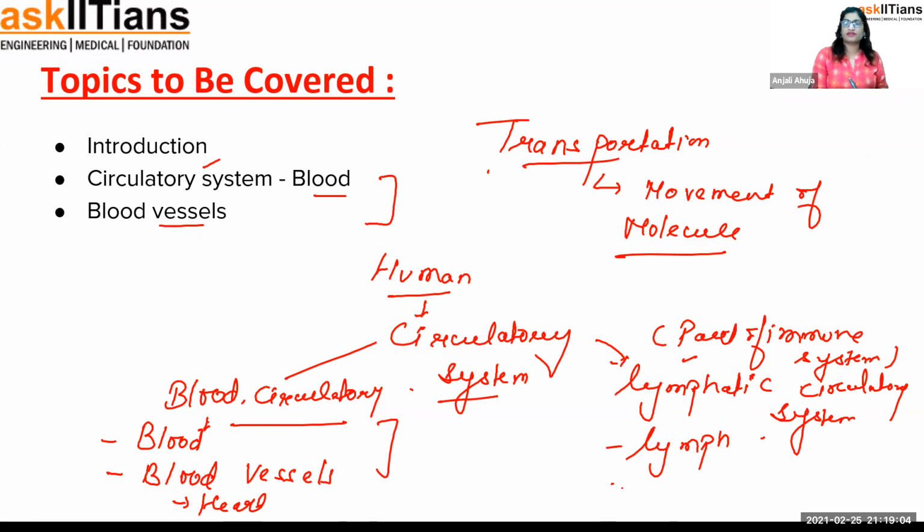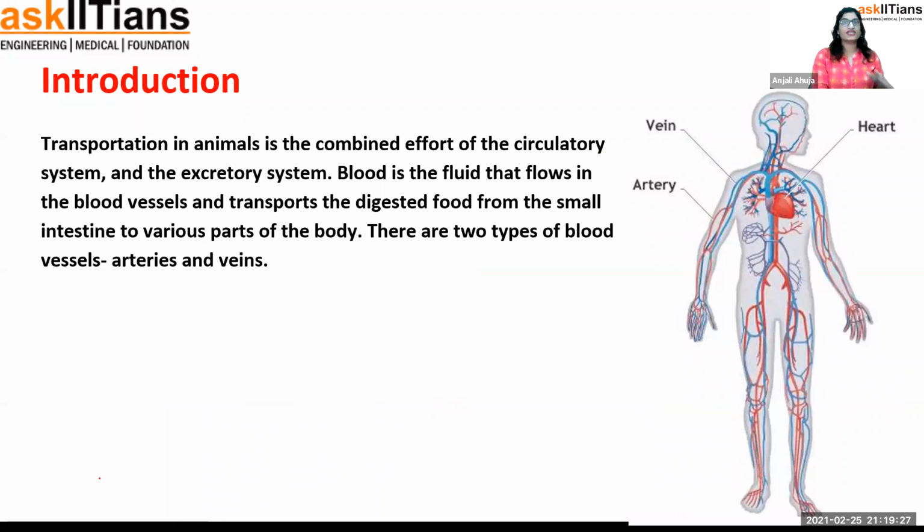So there is lymph, there are lymphatic vessels, and not the heart, but lymphatic organs. So these are the things of the circulatory system present in our body. And today we will be learning about the blood circulatory system, including blood and blood vessels. So on the next screen, guys, I have just mentioned a little about transport.